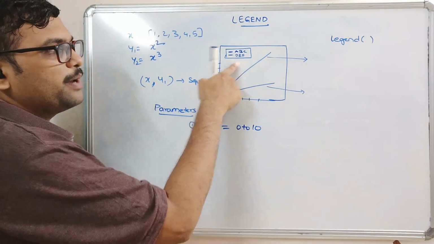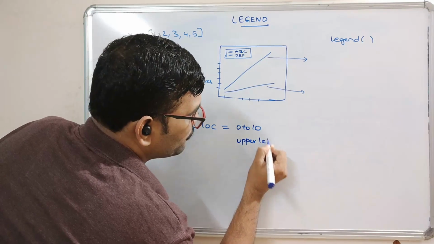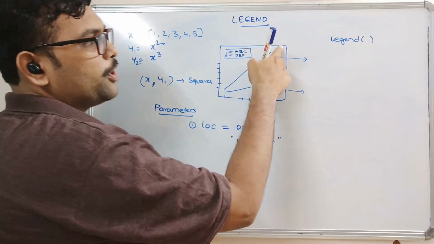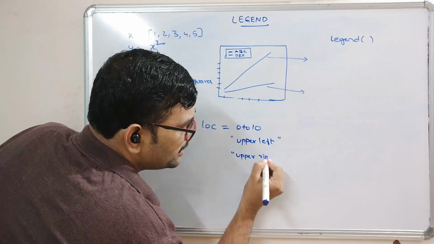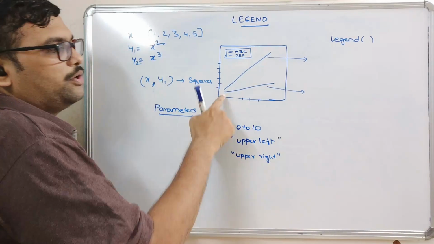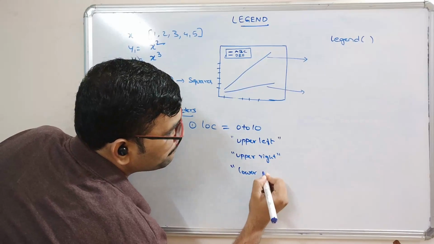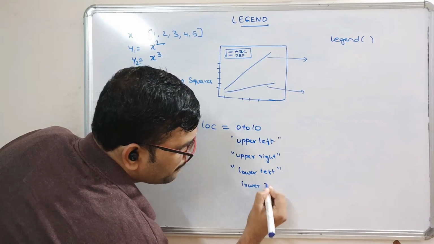Like if you want to display it like this, it is nothing but upper left. Okay, there is a space between upper and left. Similarly, if you want to display on the right side, you write upper right. If you want to display it lower, you write lower left. Similarly, lower right.